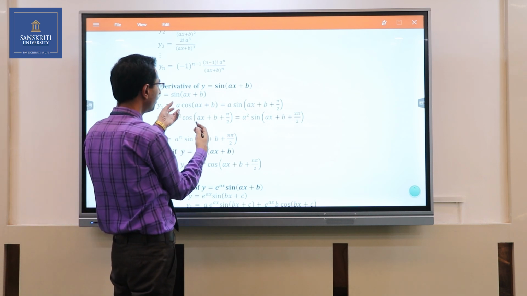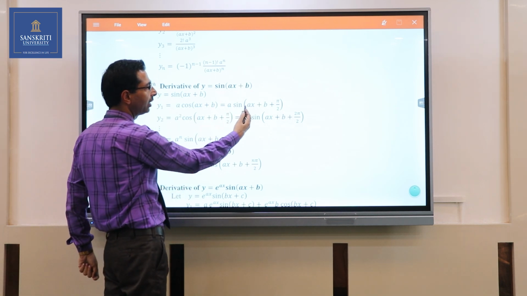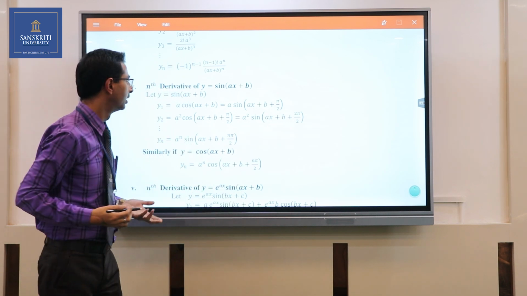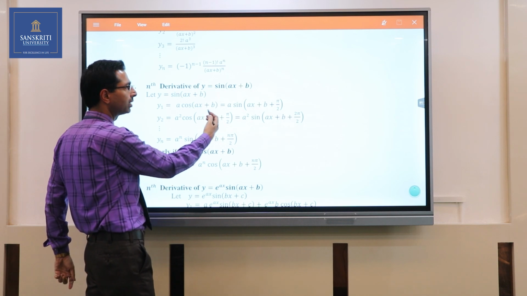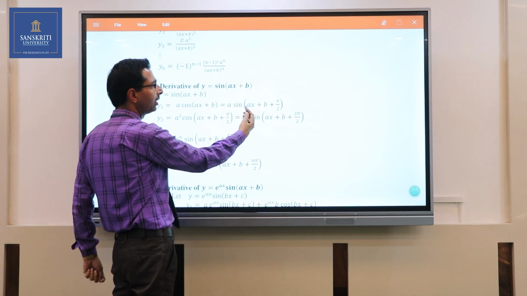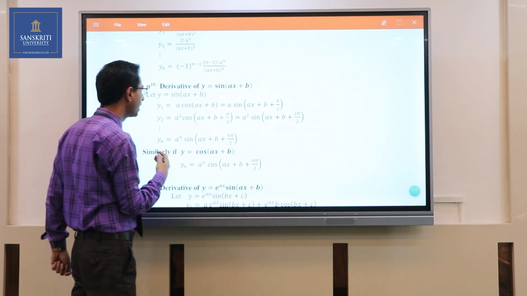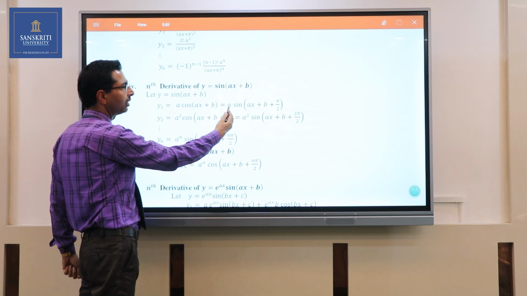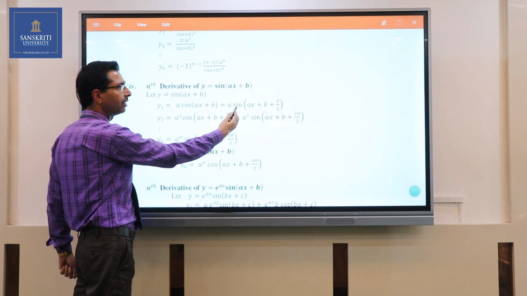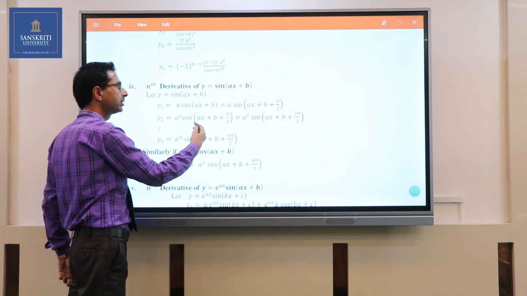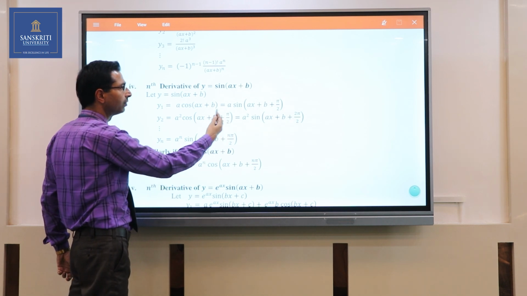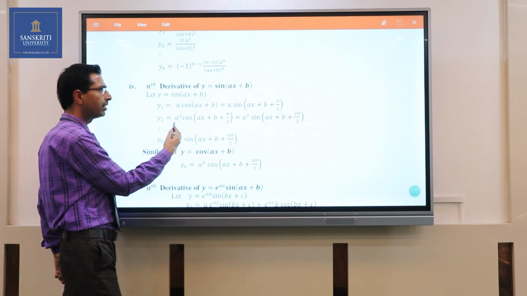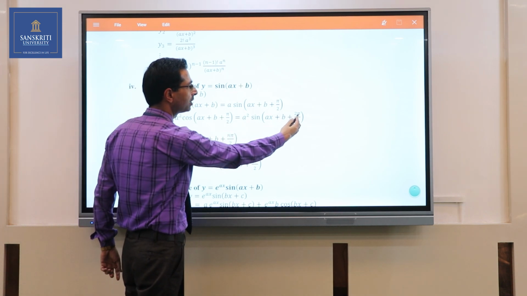Now we convert cos to sine. So a sine (ax plus b plus pi by 2), because sine of 90 plus theta is equal to cos theta. Similarly, ax plus b is taken as theta. So a sine (ax plus b plus pi by 2). Now we take the second derivative of this: a stays as it is because a is constant, and the differentiation of sine is also cos. So cos (ax plus b plus pi by 2), and differentiating this we get only a. So a and a is a square. Now y2 is equal to a square sine (ax plus b plus 2 pi by 2).